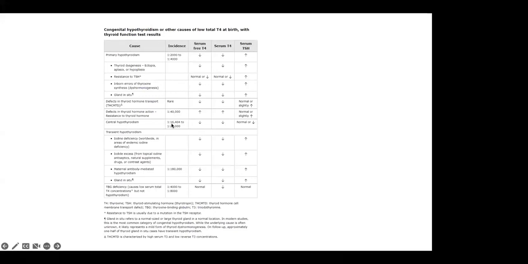And if all three are low, that is T4, free T4 and the TSH is low, you could say that there is central hypothyroidism.